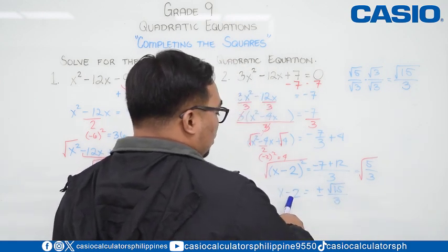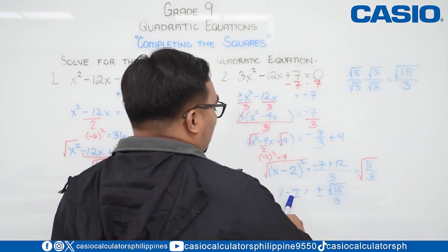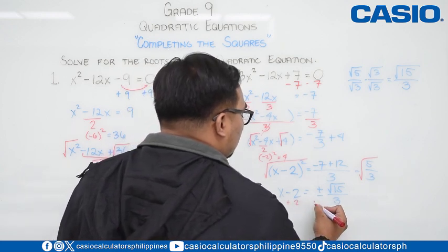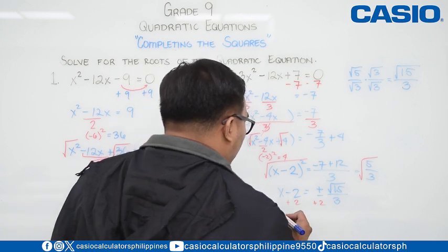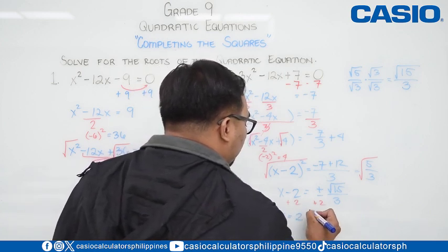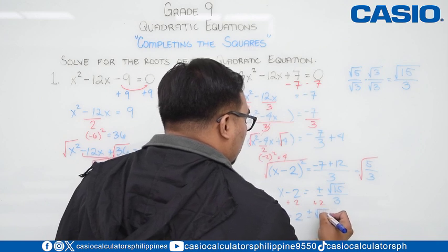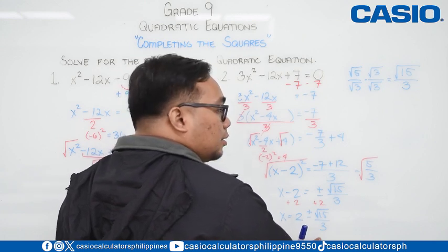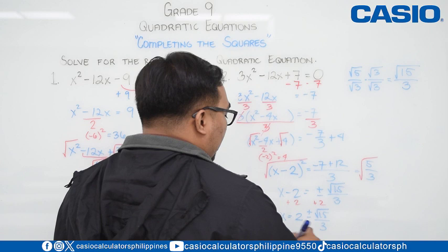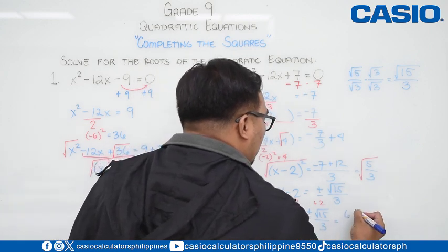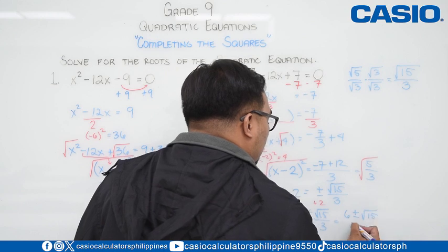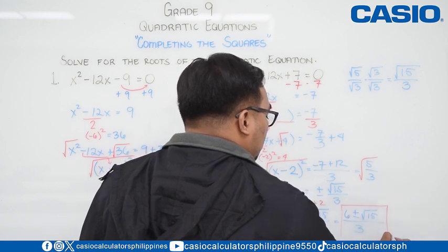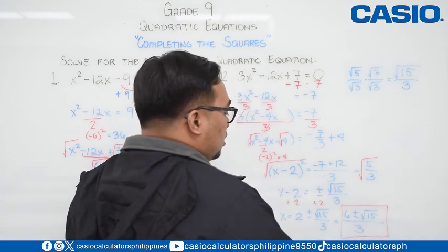And then lastly, we need to transpose our negative 2 to the right side of the equation, meaning we need to add 2 to both sides of the equation. And then we have x is equal to 2 plus or minus the square root of 15 over 3. Now, if we combine this into a single term, we multiply 3 times 2, which is 6, plus or minus the square root of 15, all over 3. So therefore, our root is 6 plus or minus square root of 15 over 3.